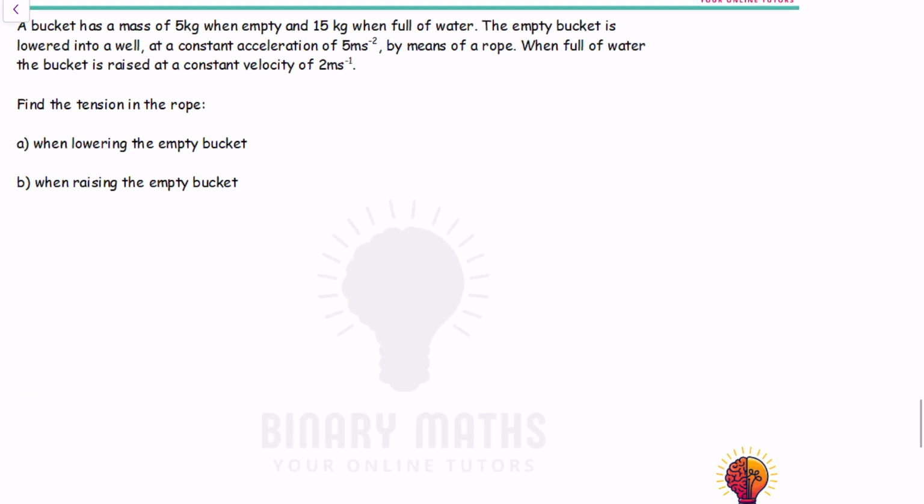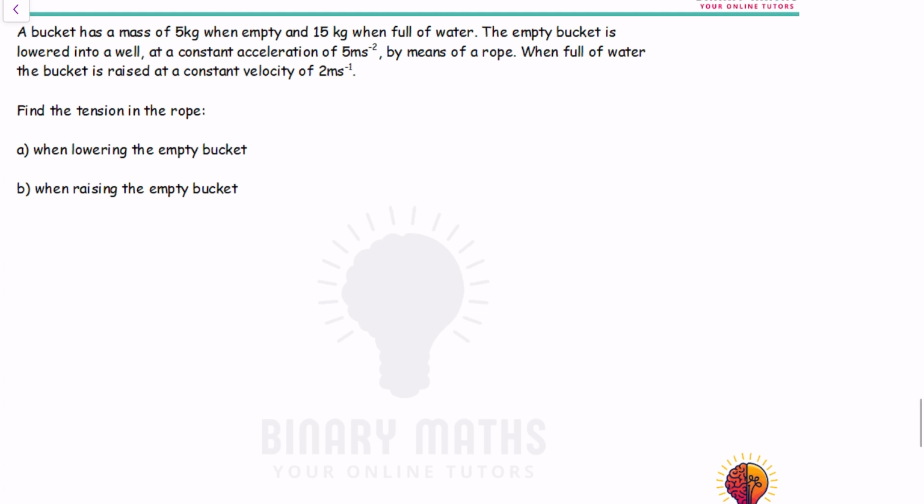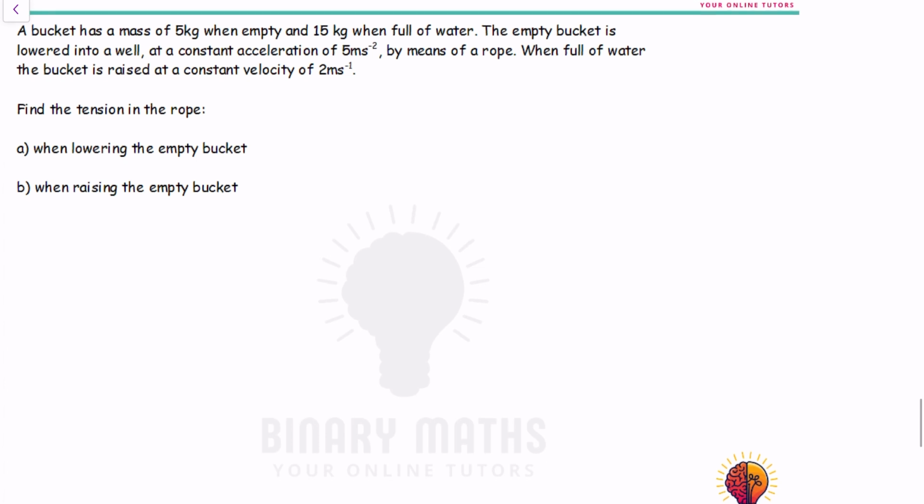A bucket has mass 5 kg when empty and 15 kg when full of water. The empty bucket is lowered into a well at a constant acceleration of 5 meters per second squared by means of a rope. When full of water, the bucket is raised at a constant velocity of 2 meters per second. Find the tension in the rope when lowering the empty bucket.